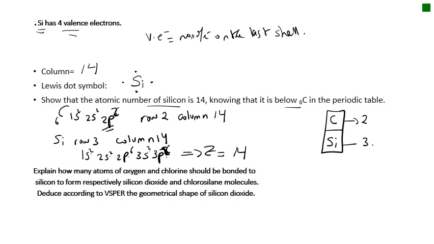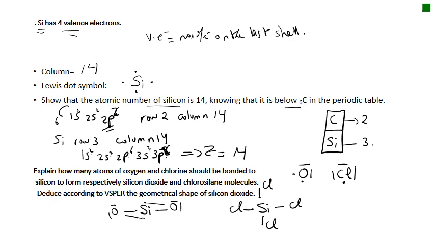How many atoms of oxygen and chlorine should be bonded to silicon to be saturated? Silicon has 4 valence electrons, it is not saturated. It needs 4 other electrons to satisfy its octet rule. Oxygen has 6 valence electrons and chlorine has 7 valence electrons. So silicon with 4 valence electrons should be bonded to 2 oxygen atoms in order to be saturated. And since the chlorine atom has 7 valence electrons, it needs 1 more electron to be saturated, so silicon can be bonded to 4 atoms of Cl.